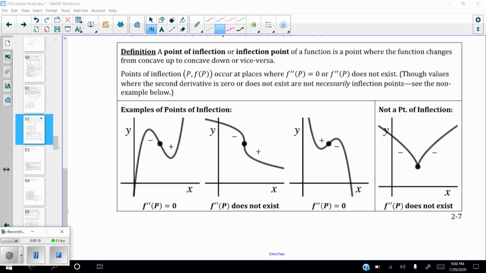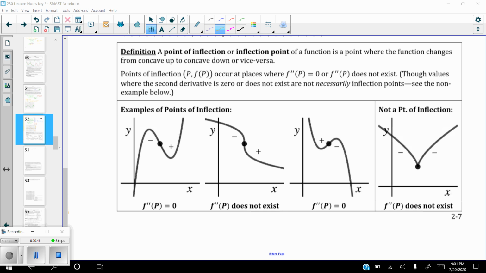All it is is a place where the graph changes concavity. It's got to change from concave up to concave down, or from concave down to concave up. And how we find that mathematically or algebraically is it's where the second derivative is going to equal 0, or where the second derivative doesn't exist. So as you can see, we've got some sketches here for you.